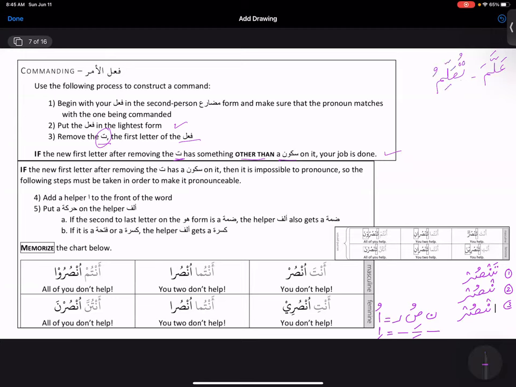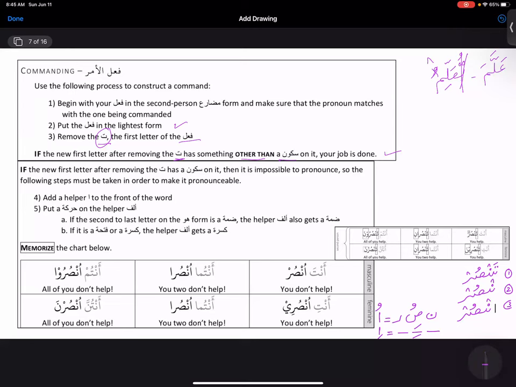Alim, right? And now we have to go through the steps. So first of all, we are going to make it majzum. So I need a sukoon over here. Then I need to remove the sign of mudari, which is ta over here.